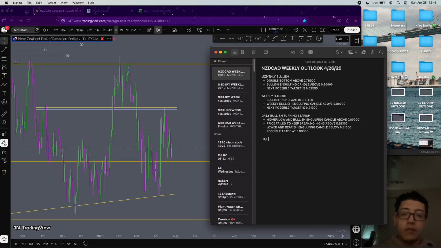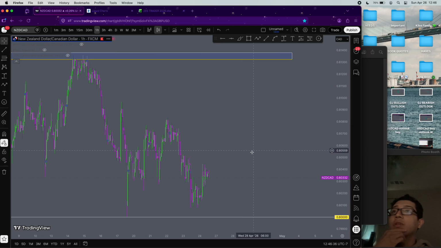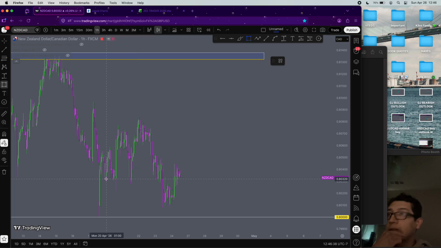And the H4, H1, we are bearish, so we need to wait for the H4 and the H1 to be bullish before we could start looking for buys. And already you could see on the H1 we already broke above a previous area of support. So as long as price maybe stays above this area of support, we could be looking for the potential buys. Or price could come all the way back down as well to 0.80.